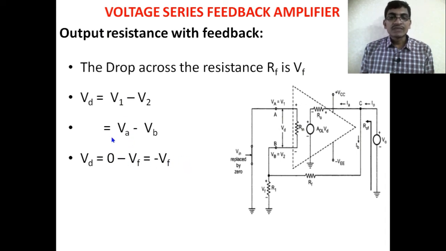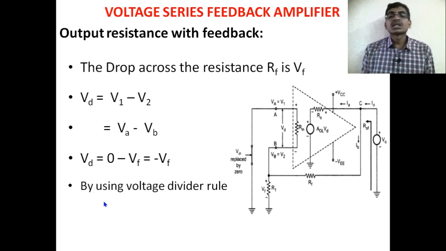Why have we taken Va as 0? Because, in order to get the output resistance, we make the input voltage Va equal to 0. That's why terminal A is directly connected to ground, and Va is equal to 0. We substitute the 0 here. Therefore the differential input voltage Vd is equal to 0 minus Vf, which is equal to minus Vf.